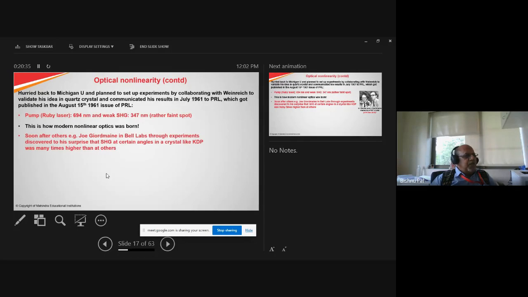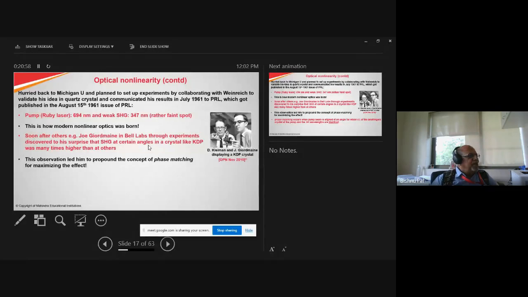Soon after, others at Bell Labs, like Giordmaine, I think their name, discovered through experiments that second harmonic generation at certain angles in a crystal, like KDP, was many times higher than at others. This is a picture of Giordmaine with another colleague, Kleinman, demonstrating a KDP crystal. This observation led him to propound the concept of phase matching for maximizing the effect.